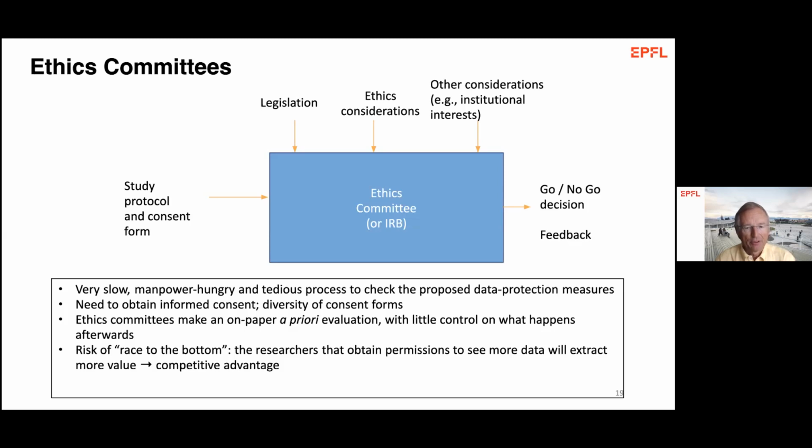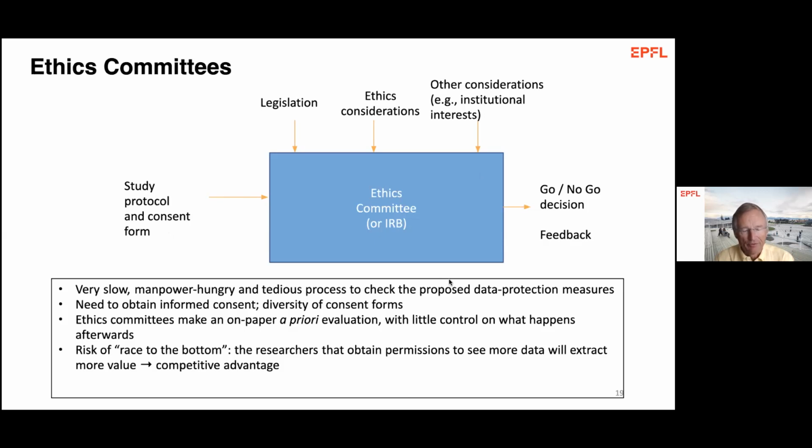So the way this works is that the ethics committee takes as an input, a set of people as an input, the study protocol and the consent form if it exists. And then based on the legislation, based on ethics considerations, and other considerations, they don't necessarily insist on typically institutional interests. They provide one bit, which is a go, no-go decision. So the study is allowed or not, and some feedback.